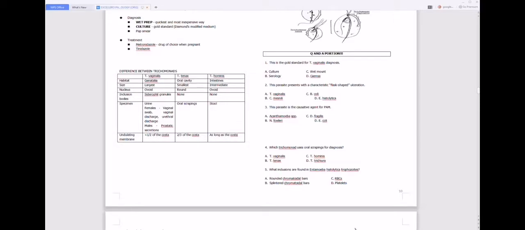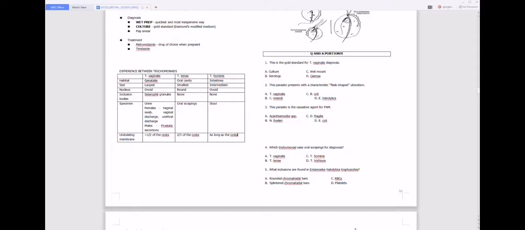So again, for the differences between trichomonads, habitat: Trichomonas vaginalis, genitalia; Trichomonas tenax, oral cavity; Trichomonas hominis, intestines. You really need to memorize that. For the size, the smallest is Trichomonas tenax, intermediate is Trichomonas hominis, and the largest is Trichomonas vaginalis. For the nucleus, only Trichomonas tenax has a round nucleus and the others have ovoid nuclei. For inclusion bodies, only Trichomonas vaginalis has an inclusion body called siderophil granules.